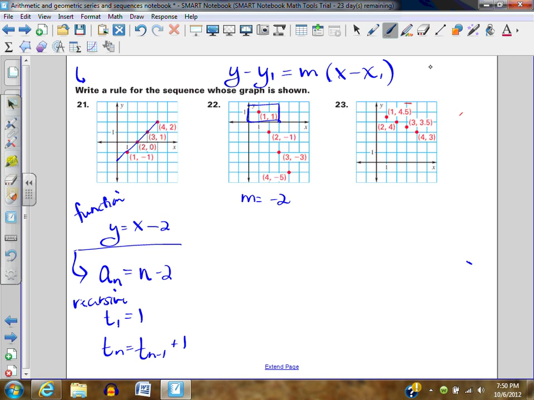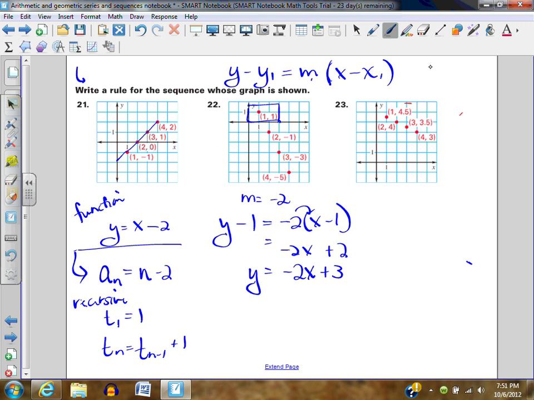So remember, if it's y minus y sub 1, means you're going to sub a y in there. m times x minus x sub 1, you're going to sub an x there. So I carry down y minus 1, because I'm using that coordinate (1, 1), negative 2, x minus 1. And I need only solve for y, which means isolate the y. Begin by distributing: negative 2x plus 2, and I need to add 1 to both sides. I get y is negative 2x plus 3.